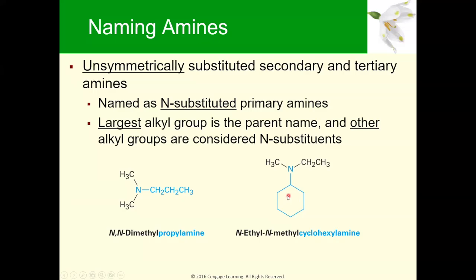Okay, in this case, the largest one is a cyclohexane ring. So that's the parent name, cyclohexylamine. And notice that we've got 2 different substituents on it. One's a methyl, one's an ethyl. So you need to indicate how each of those are attached to the nitrogen with their own capital italicized N. So N-ethyl, N-methyl, cyclohexylamine. And again, we put these in alphabetical order. So E comes before M, so it's N-ethyl, N-methyl, cyclohexylamine.